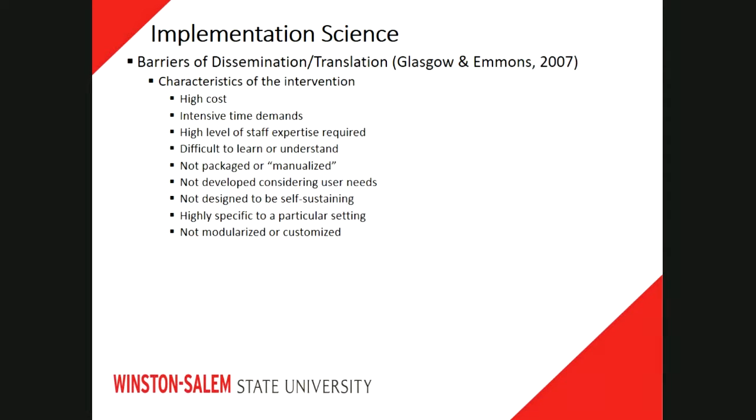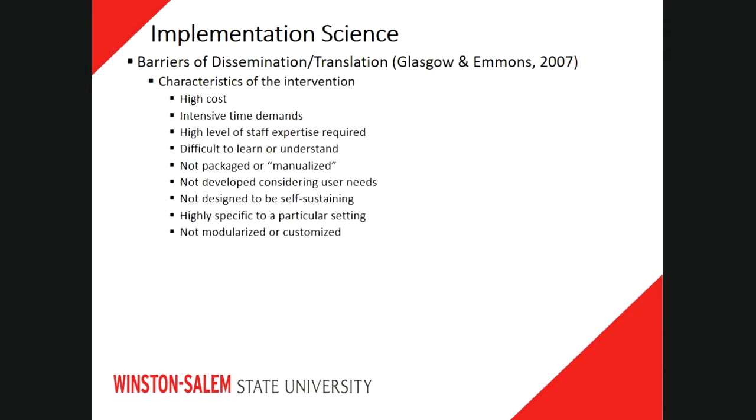Some of the barriers to dissemination and translation are listed here. You can read through these. I'm not going to go through them. Some of them make absolute sense. High cost, intense demands. These are going to be barriers. And so when you go into your sites, you're not going to go in with something that's going to cost a lot or require a lot of time from staff, because it's time that they probably don't already have.